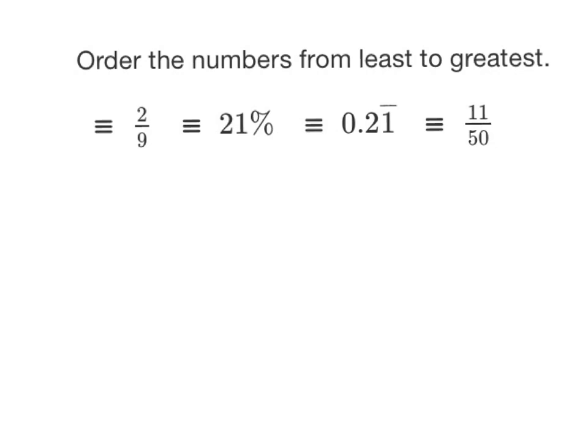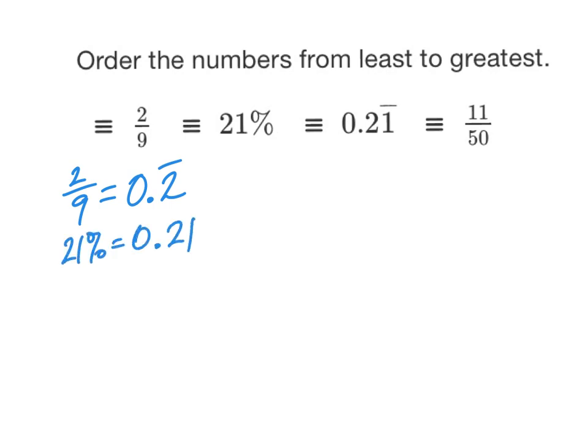All right, we're going to change these all into decimals in order to order them. So 2/9, when you do that on your calculator, you get 0 and 2/10 repeating, so 2 going on and on. 21%, 0 and 21 hundredths. Then we have 0 and 21 hundredths, but the 1 is repeating. And then finally 11/50ths. You can probably do this in your brain by doubling to get 22 hundredths.